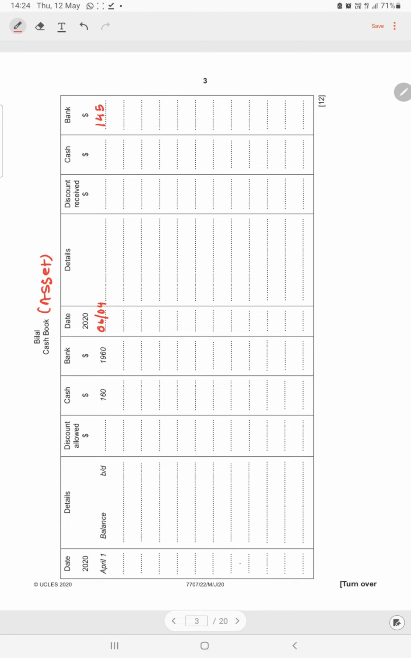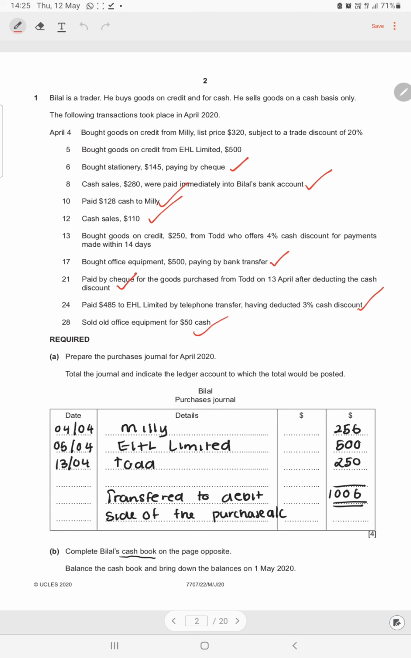Debit entries increase the value of assets, whereas credit entries decrease. So when we pay by check, the balance in the bank account decreases. We had 1960 in our bank account as at 1st of April. How do you decrease an asset? A credit entry. We bought stationery, which is an expense, so the double entry will be debit stationery and credit cash book 145.